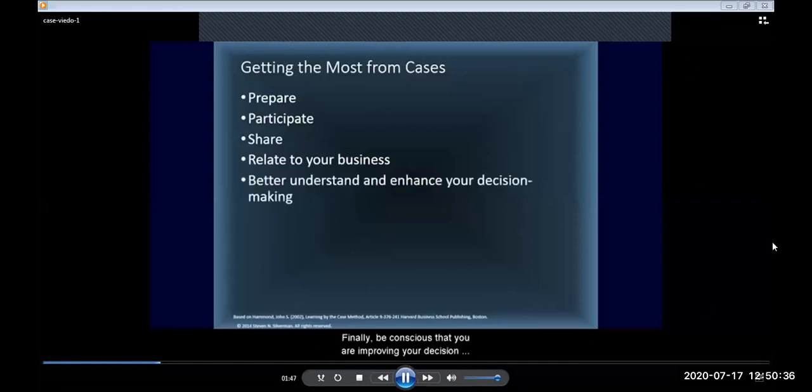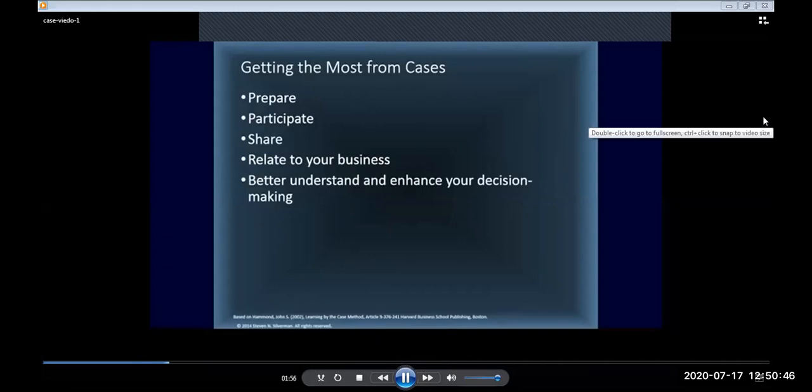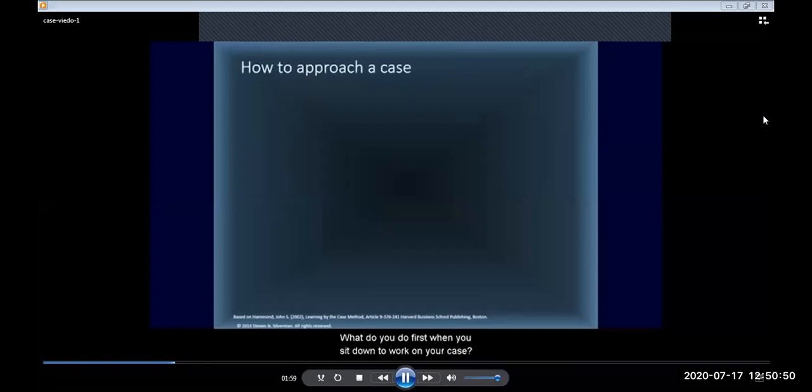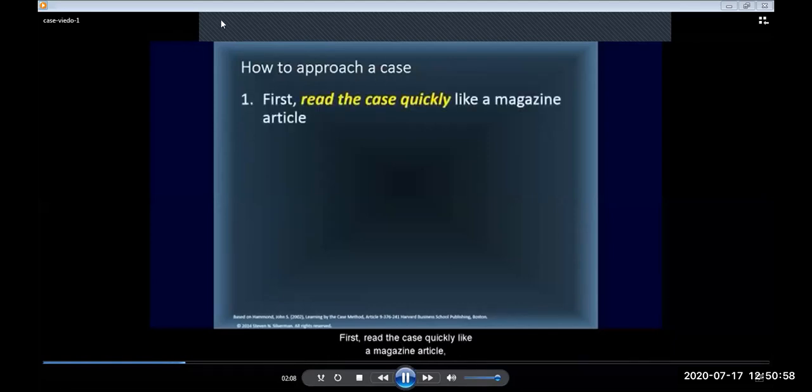Finally, be conscious that you are improving your decision-making. Focus on how you are making decisions to learn how you can improve even more. Now let's focus on the case itself. What do you do first when you sit down to work on your case? First, read the case quickly, like a magazine article.